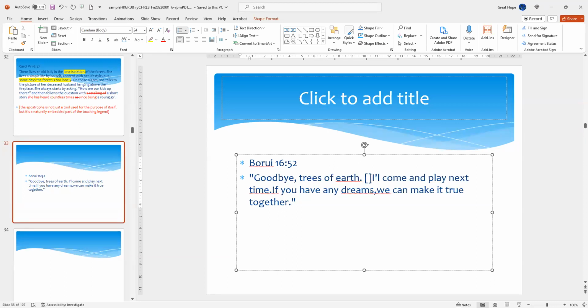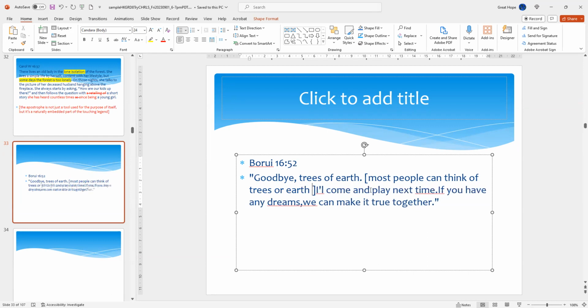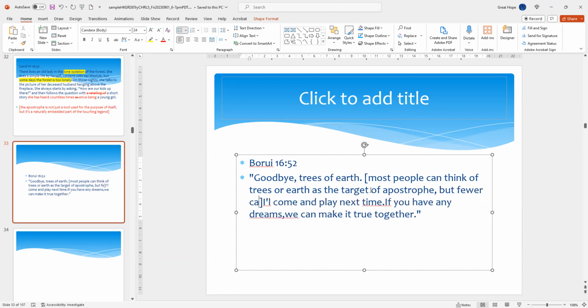I want to give a little comment here. Most people can think of trees or earth as a target of apostrophe, but fewer can think to use the combination. All right, so that's a good part.